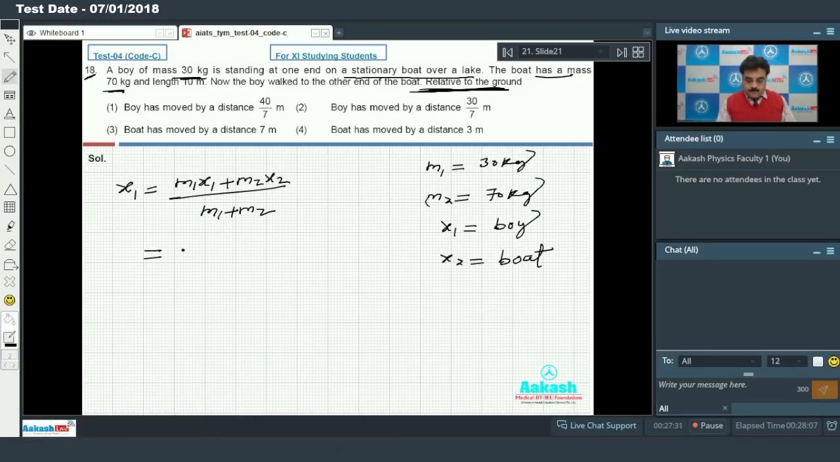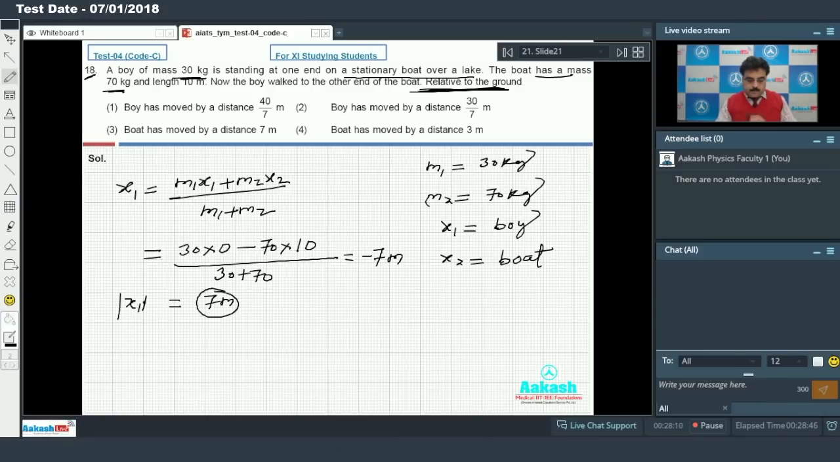So I am going to place the value 30 into X1, because I am going to calculate the position of center of mass by taking the origin at the boy. So X1 will be 0, and minus 70 into 10, because the boat has a mass 70. 70 into 10 over 30 plus 70. So on solving, we'll get minus 7 meter. In terms of magnitude, we'll write 7 meter only.